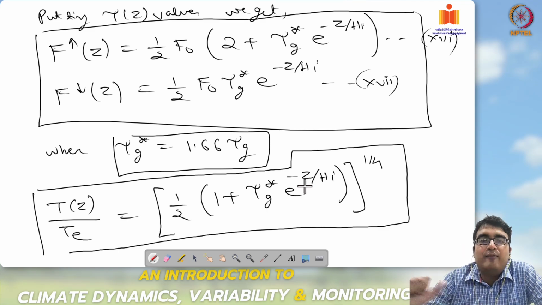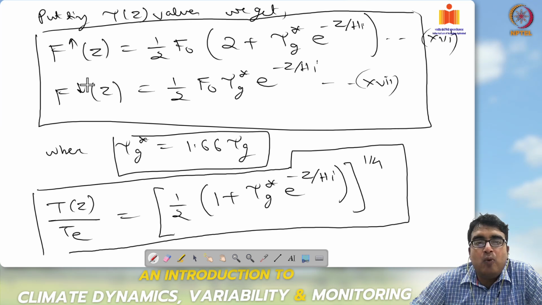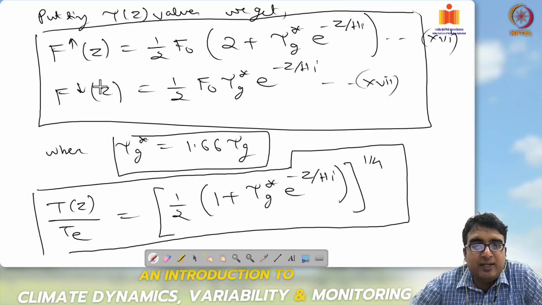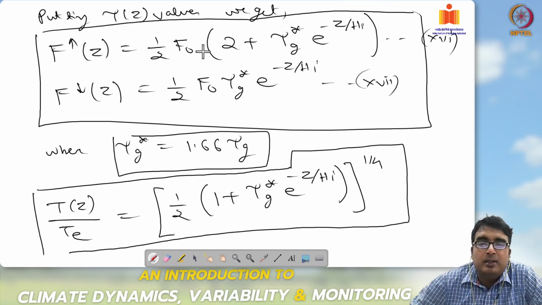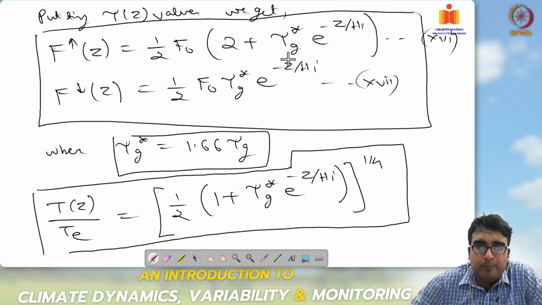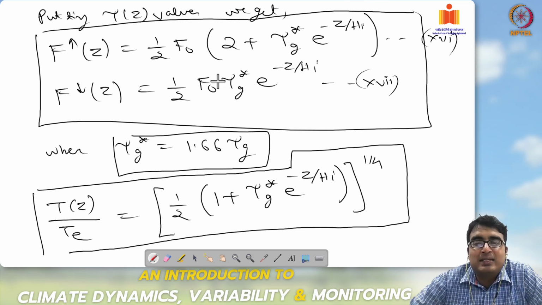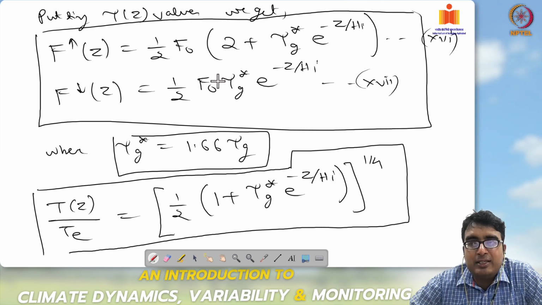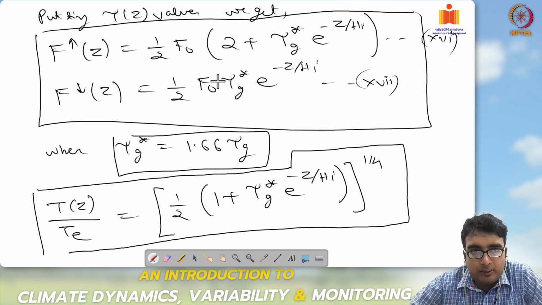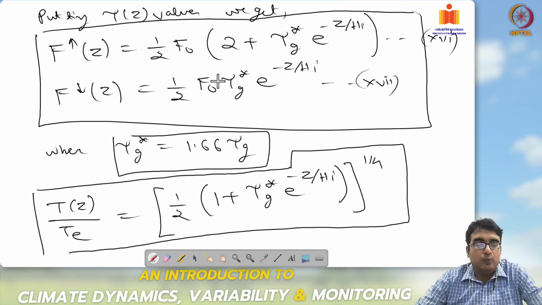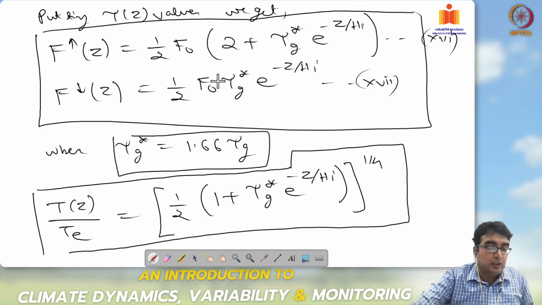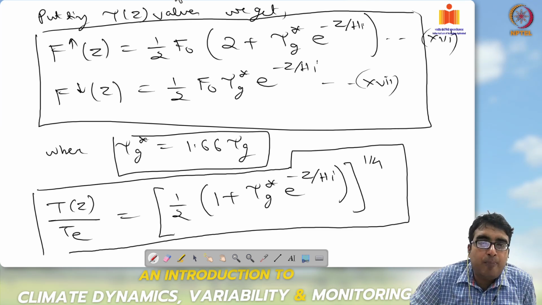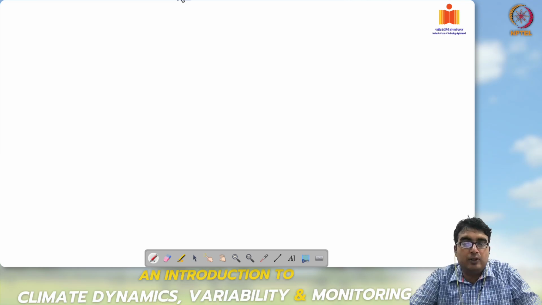And we were also able to derive the upward and downward radiative hemispheric fluxes in terms of the ground optical depth, modified ground optical depth and the exponential terms. Note that F0 is S0 by 4 times 1 minus alpha, which is the amount of solar radiation that is being absorbed by Earth. This much we have derived previously. So now two important points we will note in this class.